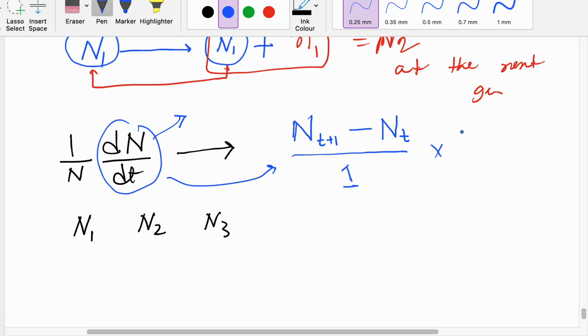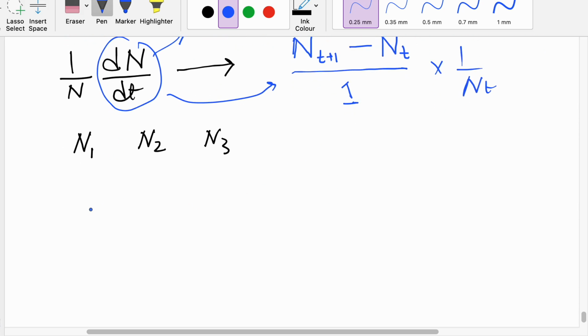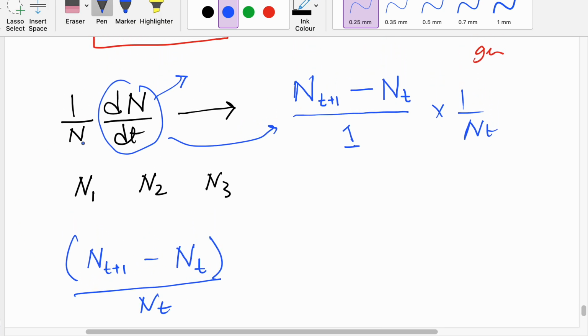Now multiplied by 1 by N(t). So the equivalent of the growth rate is N(t+1) minus N(t): the increase in the number of individuals in the current generation, the (t+1)th generation, from the tth generation, divided by N(t). That will be the same as 1 by N dN/dt. Now is it clear?